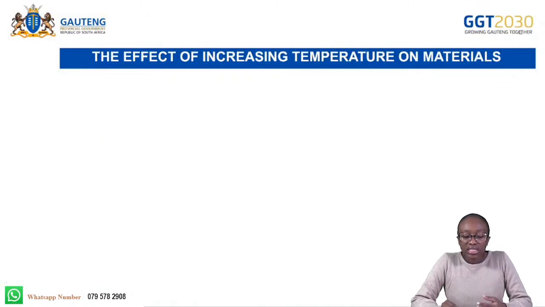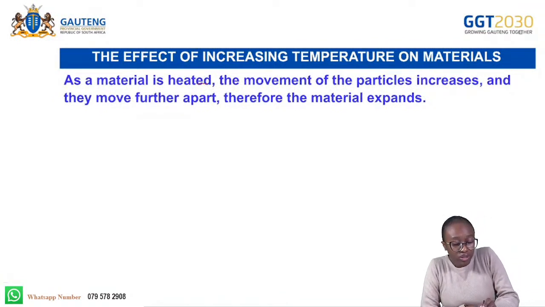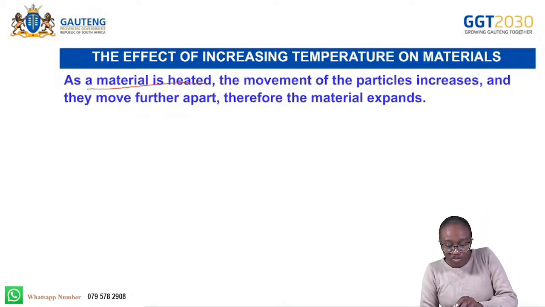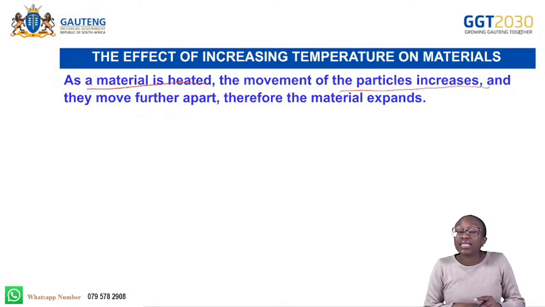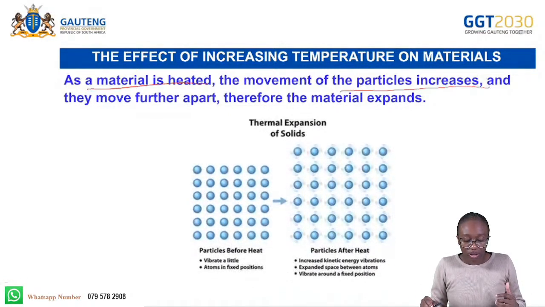So what is then the effect of increasing temperature on different materials? Now, as a material is heated, the movement of particles changes. How does it change? So the movement of particles increases. They start moving faster and faster as they now have more kinetic energy, and they move further and further apart, and therefore the material expands.